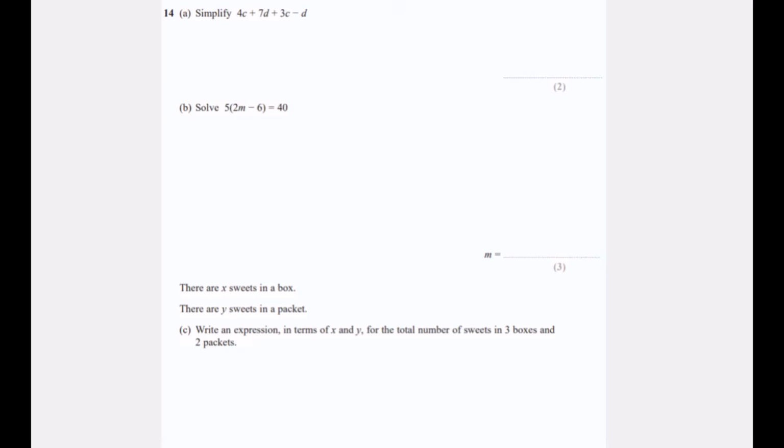Question 14, simplify. 4c plus 7d plus 3c minus d. So we can only add the things that are the same. So we can only add c's to c's and d's to d's. So for c's, we've got 4c and a positive 3c. So 4c plus 3c, that's 7c's. And for the d's, we've got 7d's and we've got a minus d, a negative d. So 7d's take away 1d, 7 take away 1 is 6d's.